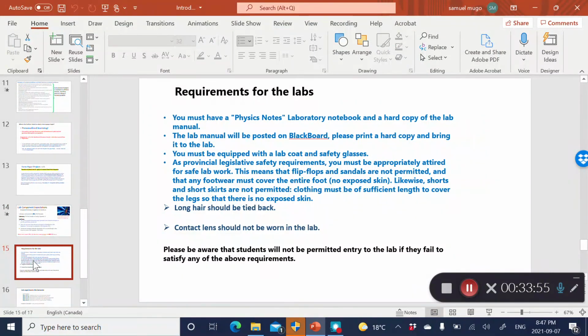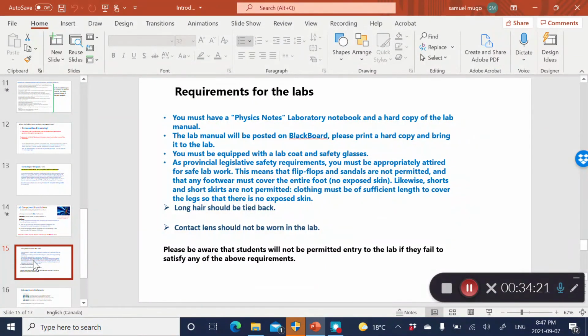Another very important component of the labs is documentation. Documentation is done in a laboratory notebook. In fact, a laboratory notebook is what people say is a legal document, because whatever you put in the laboratory notebook needs to be very legible. It needs to be an accurate representation of what you did in the lab.